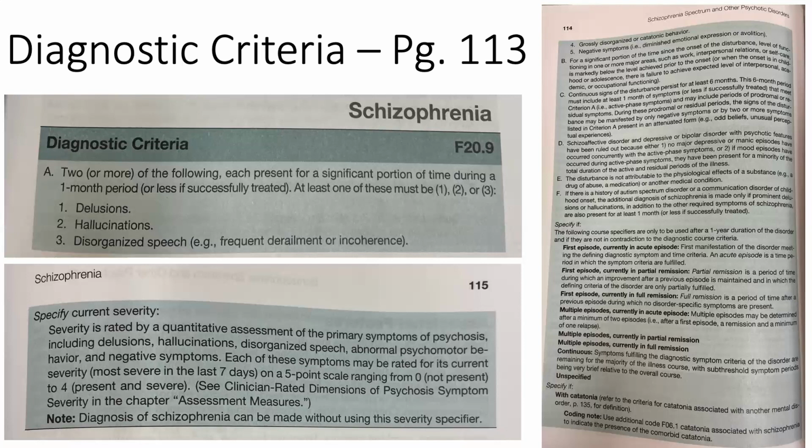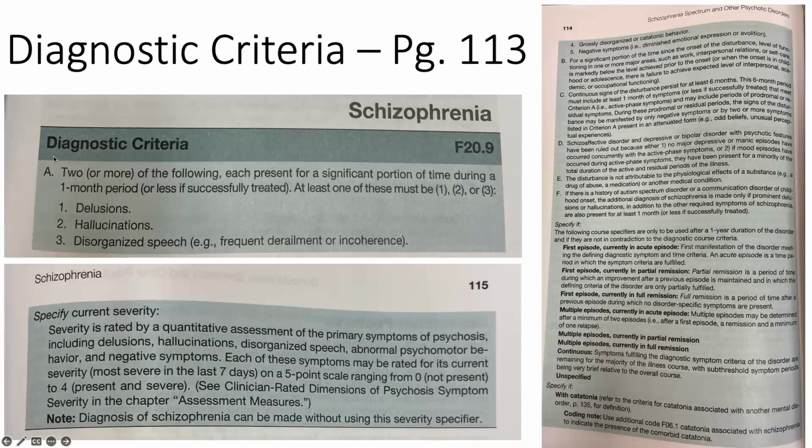As you can see, the criteria section is quite lengthy. So it's really important for you to read through each of the criteria for the disorder and then review the specifier information. If you look here just on page 115, you'll see that there are unique specifiers for each psychological disorder.